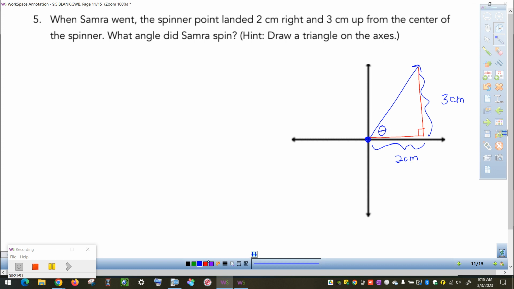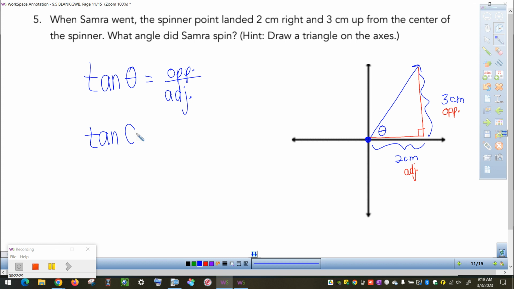Now, based on where theta is positioned, the 3 centimeters is the opposite side, 2 centimeters is the adjacent side. So this is making me think about tan. Tan is the ratio of the opposite side over the adjacent side. So the tan of our angle here is equal to 3 over 2. To solve for the angle, we need to do the inverse tan of both sides. So that's going to cause the tan to be undone or canceled out from the left.